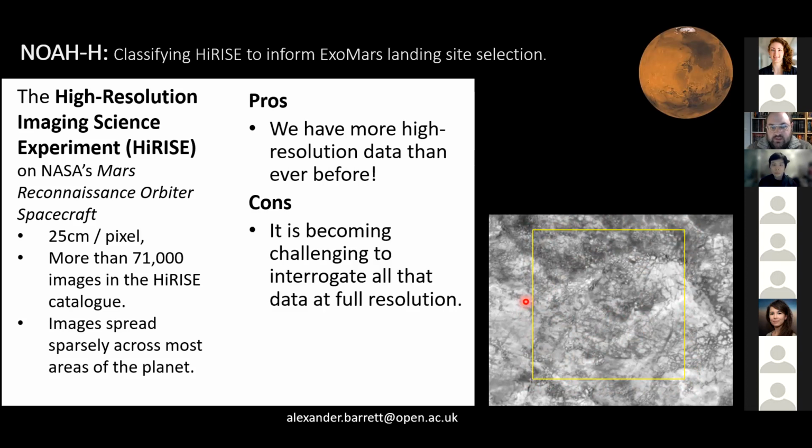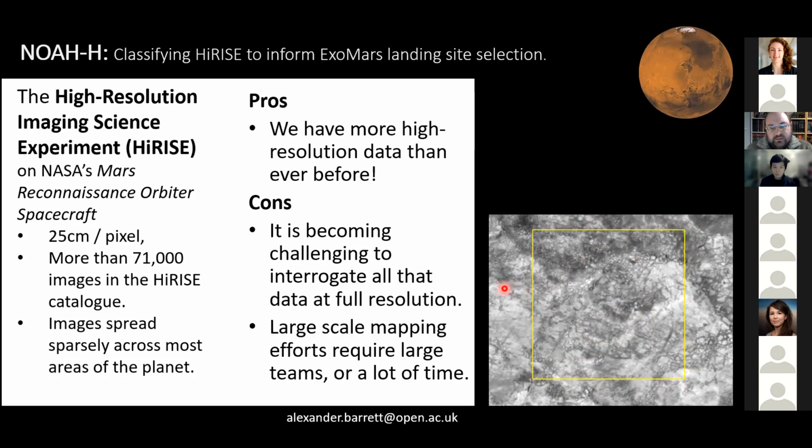So that's the pros. We have more data than ever before coming back from MRO. The cons is that it's becoming very challenging to actually interrogate all of that data. We have this huge several 100-kilometer area that in theory the rover could land anywhere within. So how do we map that area in the fairly short amount of time we have until ExoMars lands? That traditionally requires a lot of effort or a very large team, and both of those approaches are being taken. But we figured, why not give machine learning a go? Today I'm going to be talking through some of the results we've got with that system.